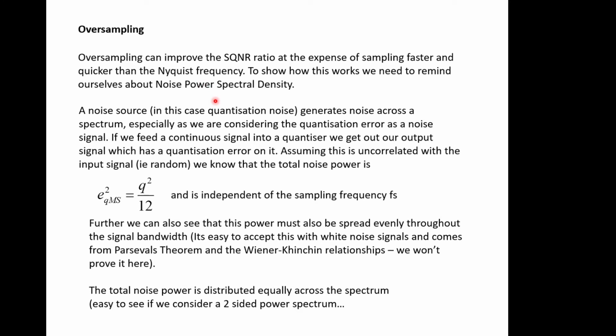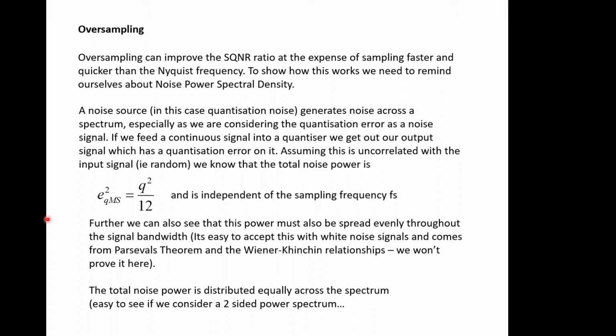So we just have a quick, it will be very quick, reminder about noise power spectral density, and how that sort of applies going forward. So a noise source, and in this case it's our quantization noise, which we're going to assume is random and Gaussian, which is not always the case, generates noise across the spectrum. If we feed this continuous signal into our quantizer, we get out our output signal, which has quantization error on it. And we know that the total noise power in the band is going to be q squared over 12, because we calculated that a bit earlier. So this is a complicated way of just saying that the noise is spread equally across the band that we're measuring across. The power must be spread evenly throughout the signal bandwidth because it's random, and therefore its probability of error is equal across the whole bandwidth.